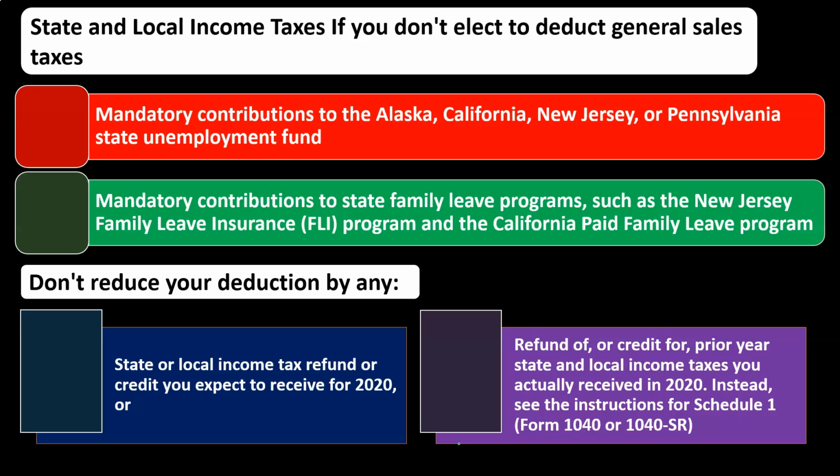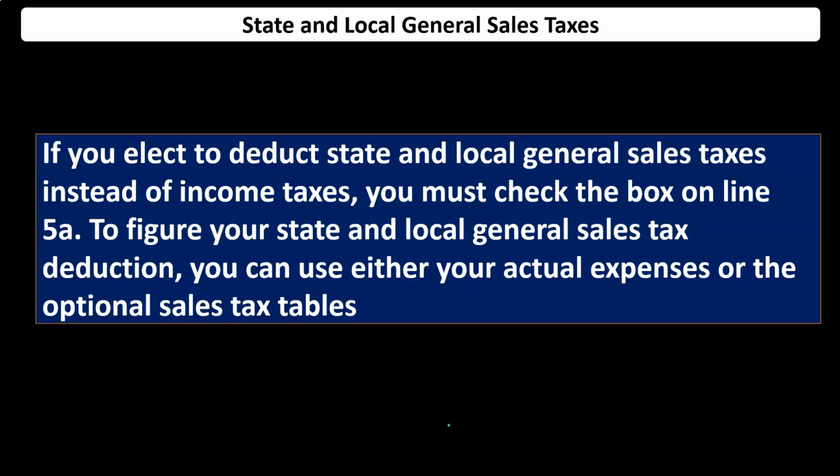Refund of or credit for prior state and local income taxes you actually received in 2020: instead, see the instructions for Schedule 1. So it's going to go on Schedule 1 typically if you get that refund. And we again talked about that in a prior presentation on the income side of things.